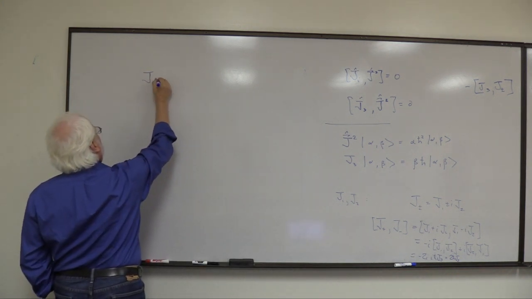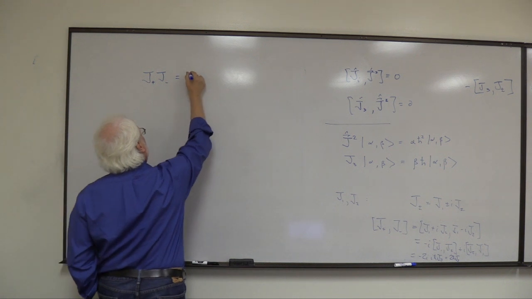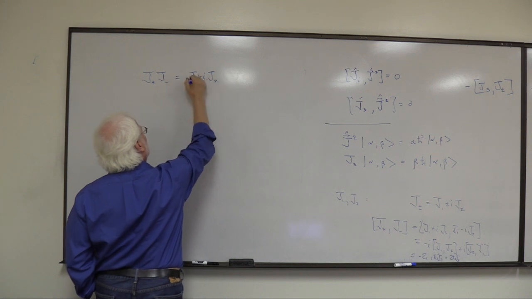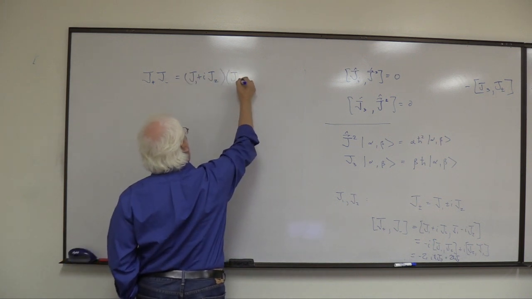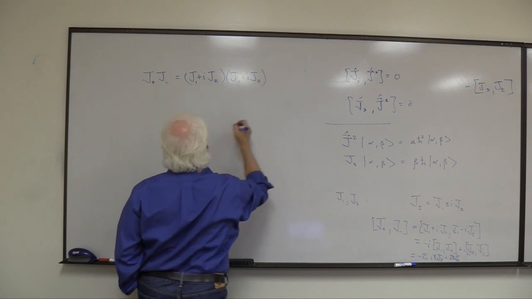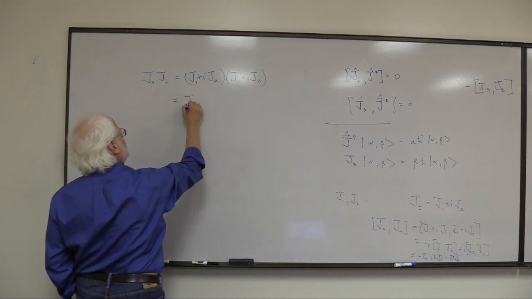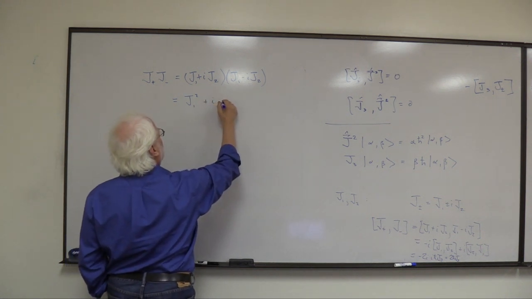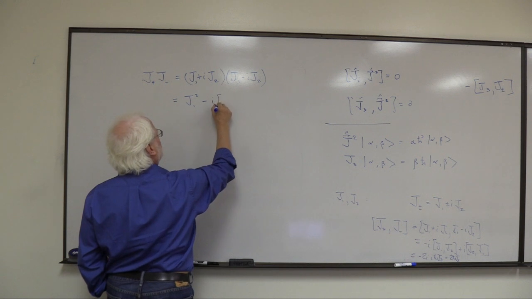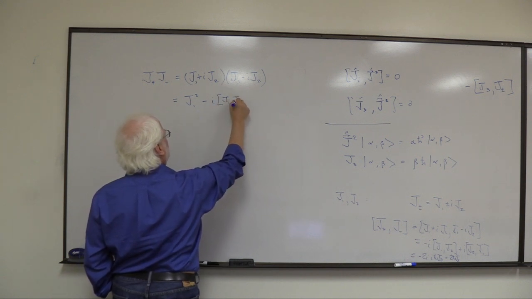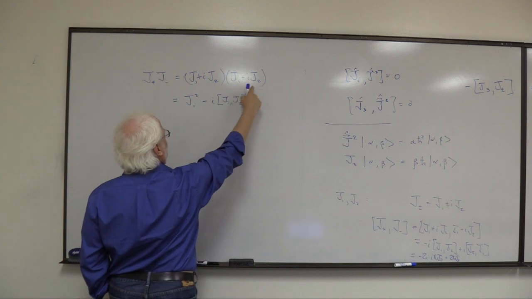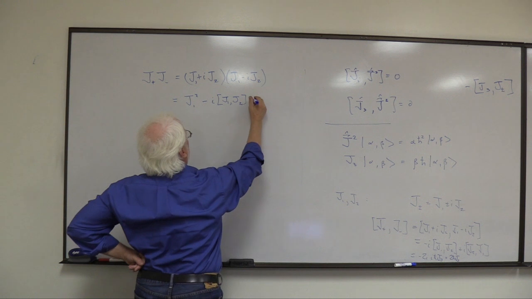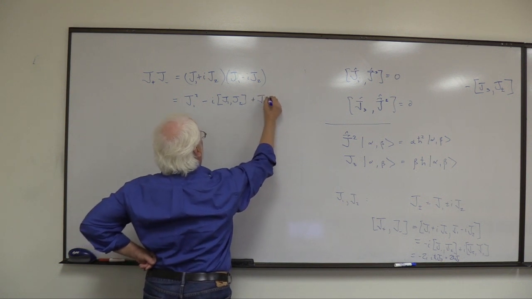So if I look at j plus times j minus, that's j1 plus i j2 times j1 minus i j2. And if we multiply that out, that's j1 squared. And then we have, let's write it as, minus i times the commutator of j1 with j2. And that's both the cross terms, this one minus that one. And then finally we get plus j2 squared.